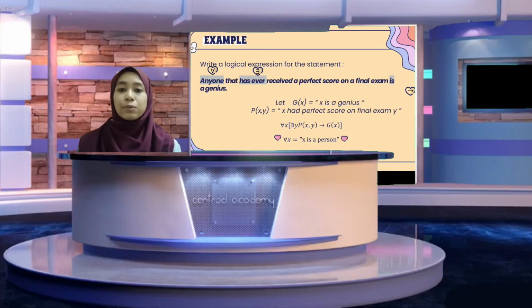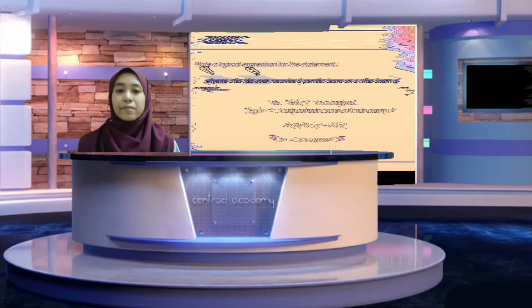And the expression will be for all x, if there exists a y such that p(x, y), then g(x). So this is how we could represent this statement as a logical expression using the notation g(x) and p(x, y).